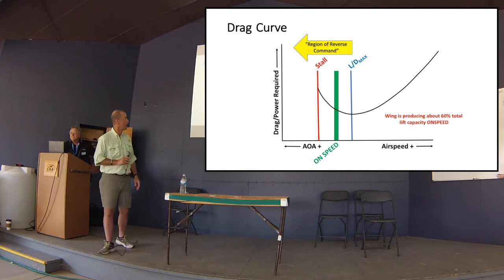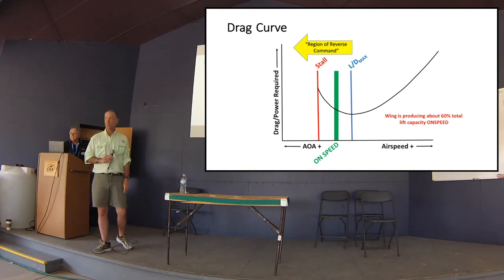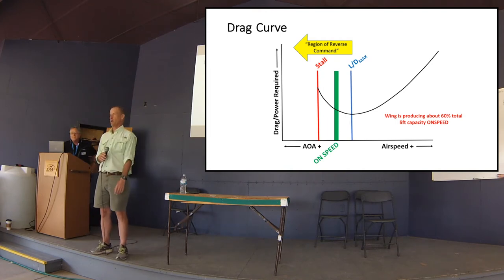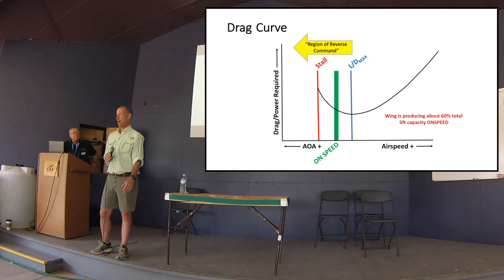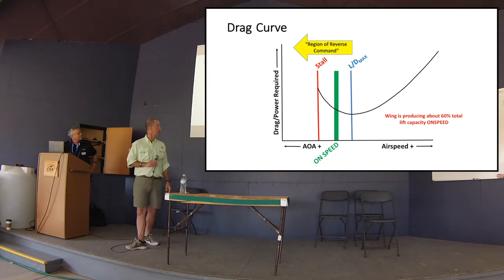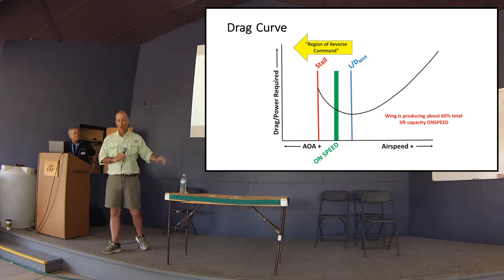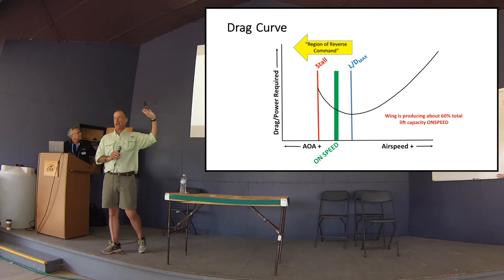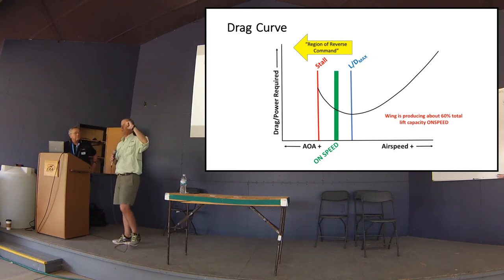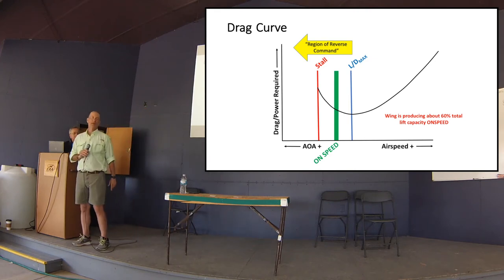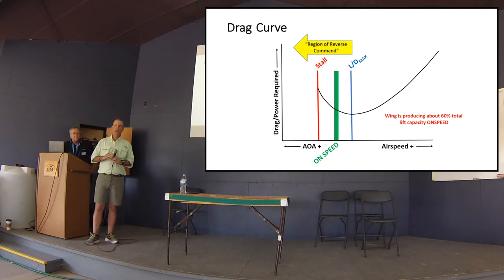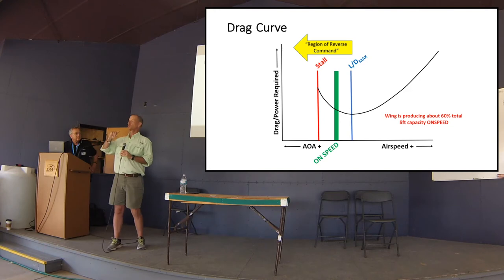Okay. What else happens at L over D max? Maximum endurance flight happens at L over D max. Maximum range glide happens at L over D max. Okay. And then we have the stall on the left side. Everybody's familiar with that. And most folks probably remember this from pilot training too. We talk about that left side of the drag curve, the region of reverse command. And we do that because it actually takes more power to fly slower.